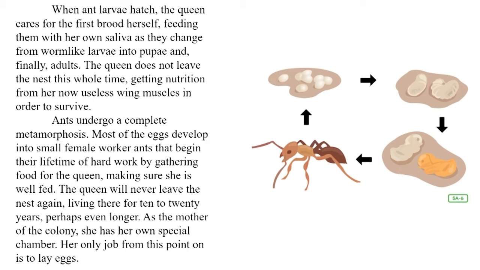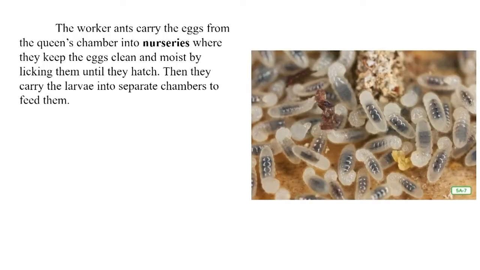The worker ants carry the eggs from the queen's chamber into nurseries where they keep the eggs clean and moist by licking them until they hatch. Nurseries are places to breed and care for young animals and plants.